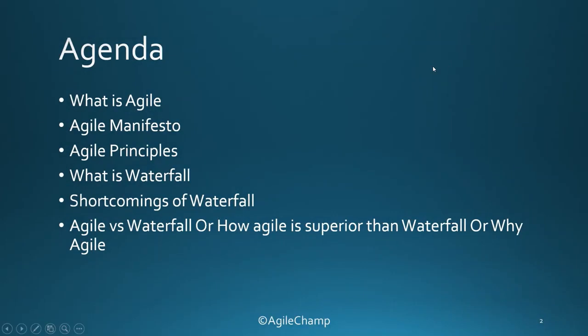Let's discuss what is waterfall. Waterfall is a linear or straightforward or sequential model for software development. It follows a top-down approach. It has various phases. For example, requirements gathering, then system design, then implementation, then integration and testing, then deployment of the system or software, then maintenance.